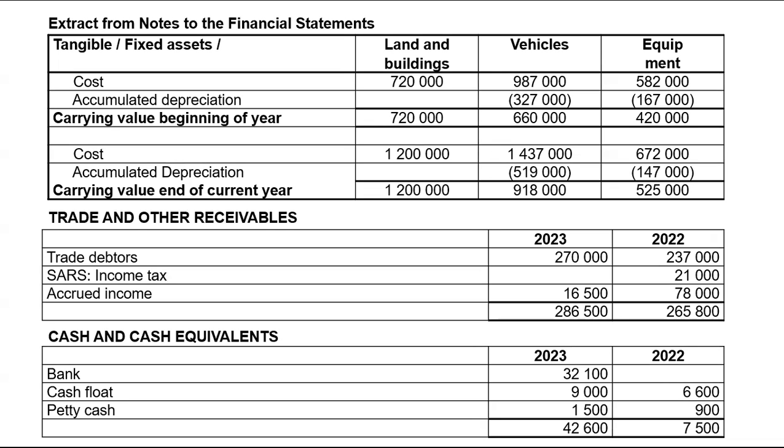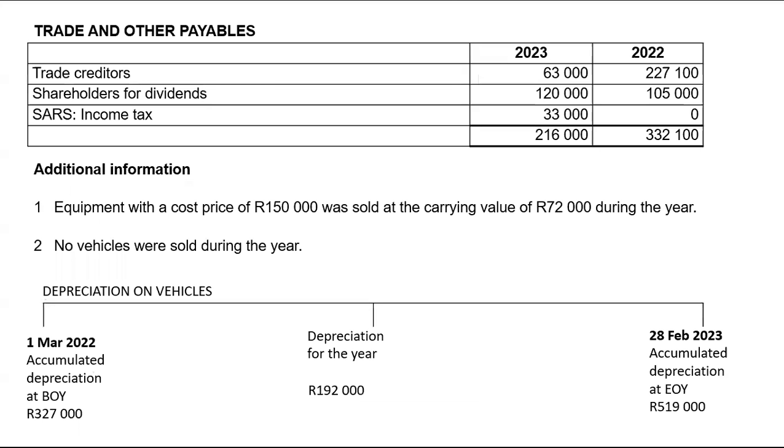Let me just see if there was any asset that was sold. Oh, so we need to worry about equipment, because there's equipment with a cost price of 150,000 that was sold at the carrying value of 72,000 during the year. Because they sold this equipment at carrying value, the whole 72,000 becomes our cash inflow, and it will be proceeds from the sale of tangible assets. But I will need the carrying value of this. The carrying value, which is 72,000, I will need when I do my depreciation calculation.